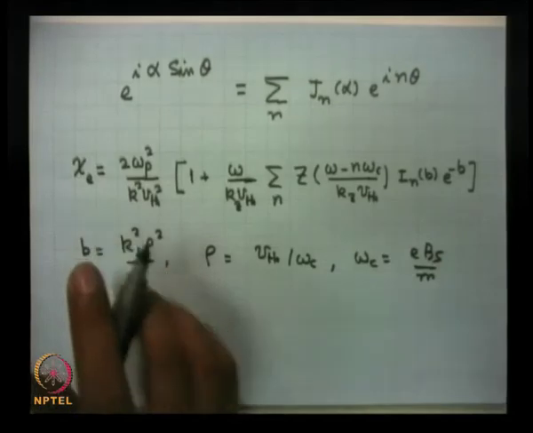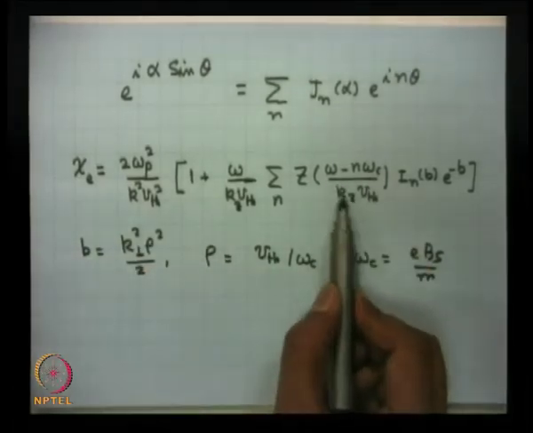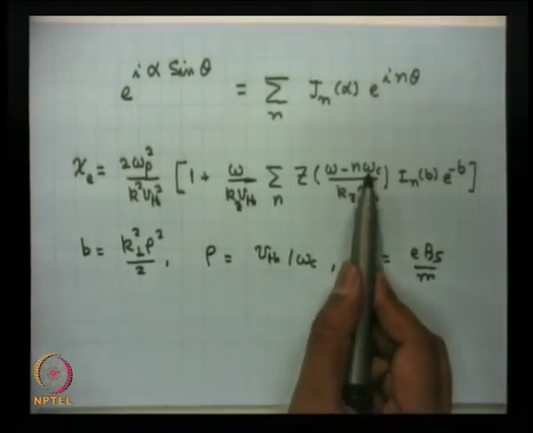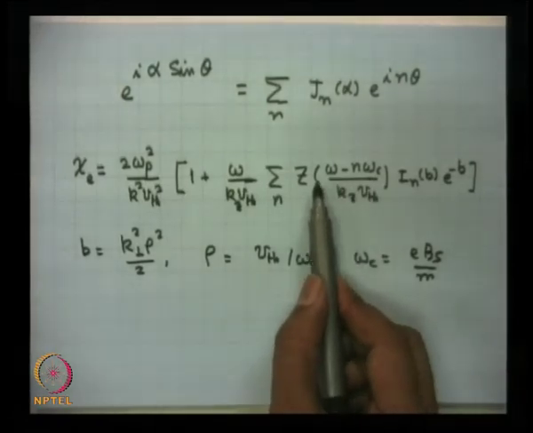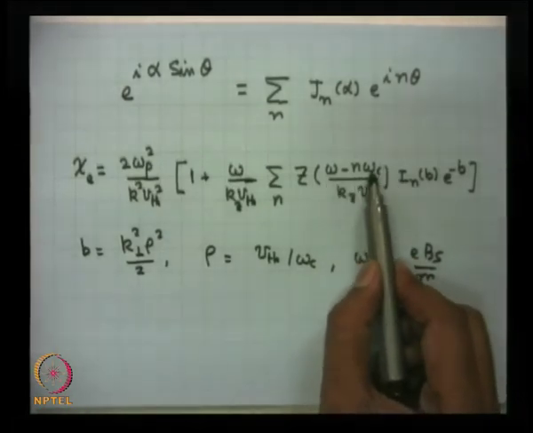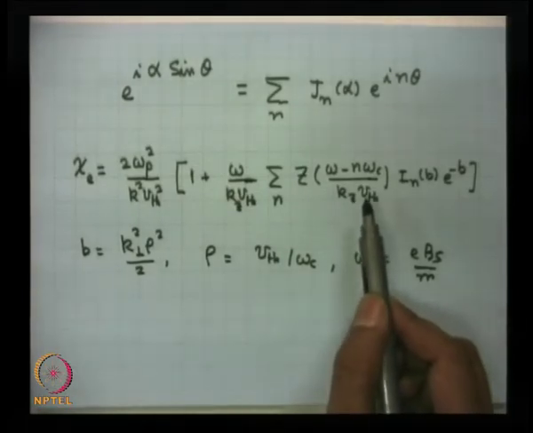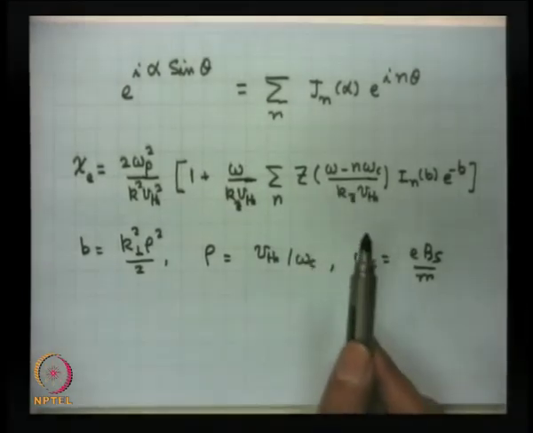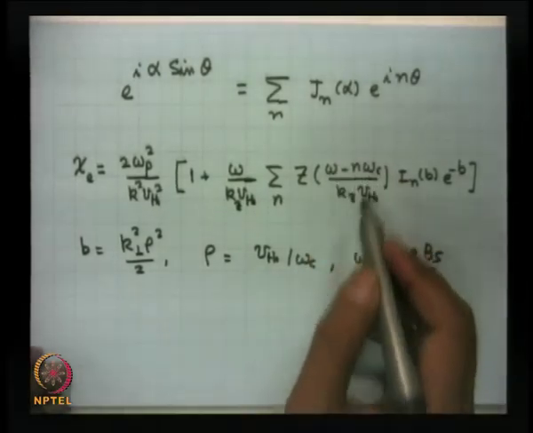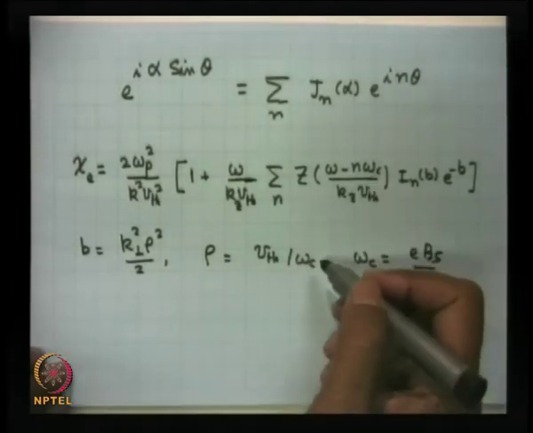Now, you may note here that the argument of this depends on omega minus n omega c, and you can get very strong, large imaginary parts of the Z function whenever omega minus n omega c is small, comparable to kz v thermal or smaller, because this is the same plasma dispersion function as before. So the argument depends on omega minus n omega c, and you get resonances around omega equal to n omega c.